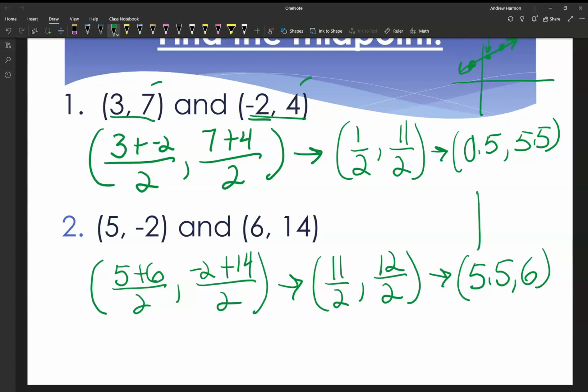And again, we can draw a rough graph sketch of the situation. We'll go to our first endpoint, (5, -2). Our second endpoint, (6, 14), so way up there. And then our midpoint, (5.5, 6). If you look at those points, you can tell that (5.5, 6) is definitely in the middle of those 2 endpoints.